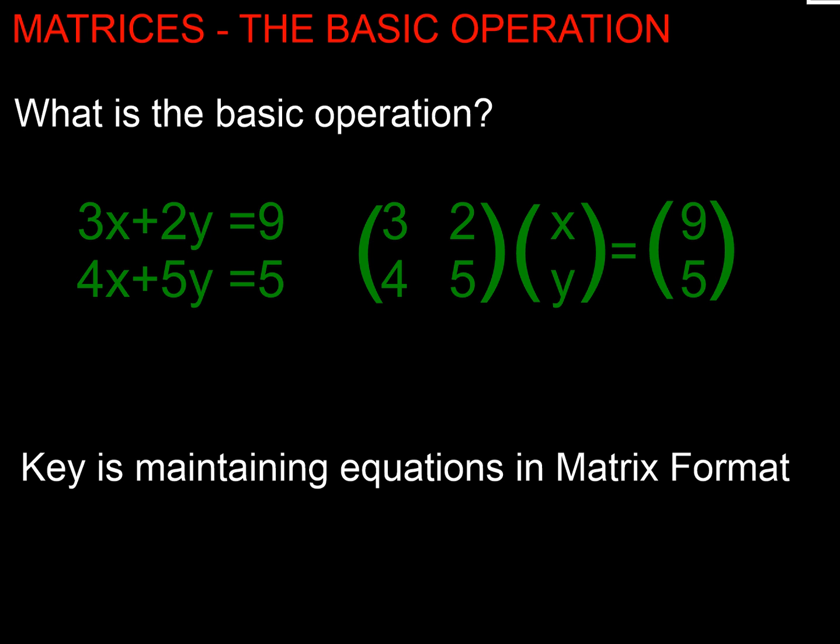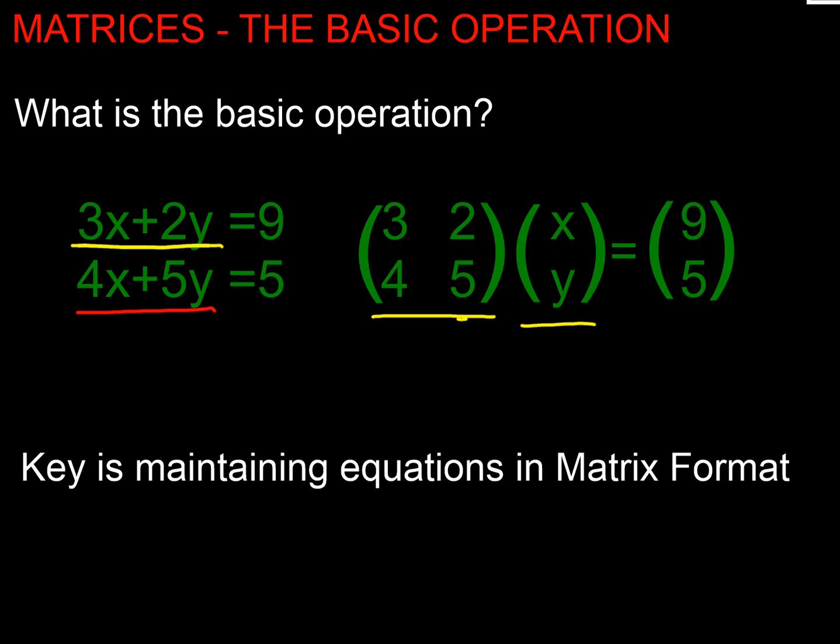Hello. So in the first video we looked at the uses of vectors, and in this video we're going to look at the absolutely essential operation of matrices. The important bit of this is maintaining our understanding that when we write this matrix times that xy vector, it means in the top row 3x plus 2y, and in the lower row it means 4x plus 5y. And as long as we maintain that, everything works for us.